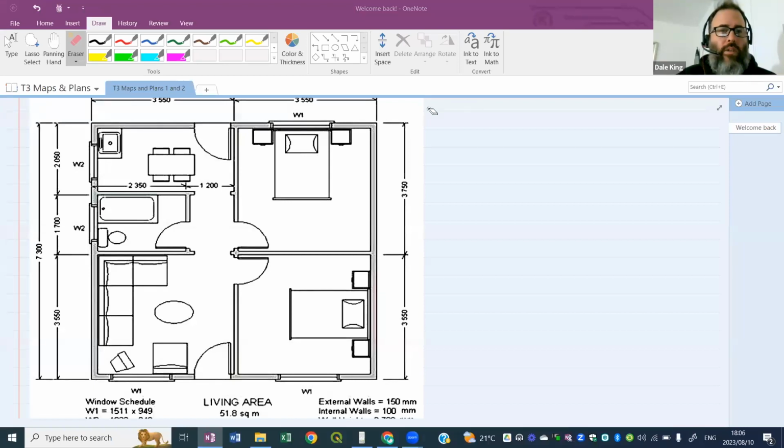5 doors, 5 windows. Okay, let's check it out. 1 door, 2, 3, 4, 5 doors. Let's go up to the top here. I'll mark in blue. 1 there, 1 there, 1 there, 1 down here, 1 over here. So yes, it looks like we've got 5 doors and 5 windows.